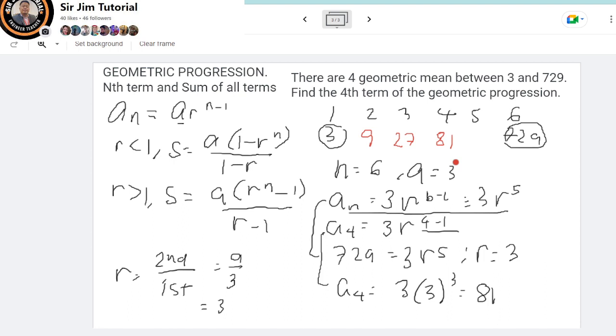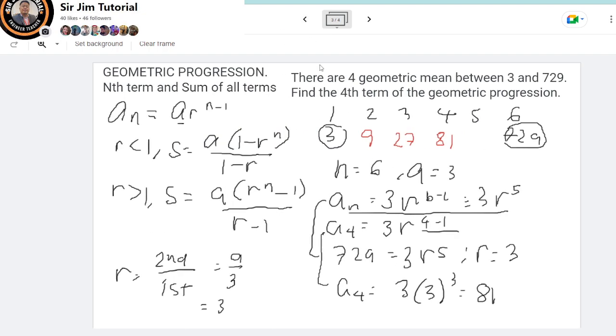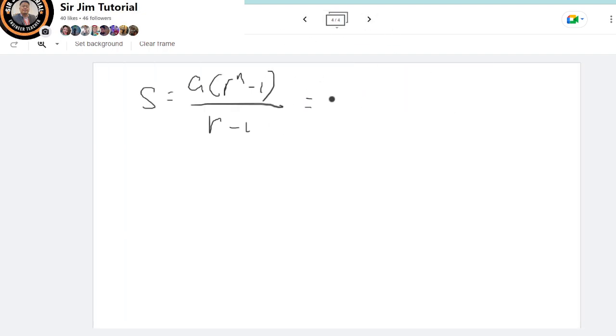Okay. Now, just an example, if you are asked to compute the sum of the geometric progression, we can have S, which is our formula. S is equal to a times r to the n minus 1, over r minus 1. It's already calculated: the value for a is equal to 3. So we can write here 3. r is also equal to 3.